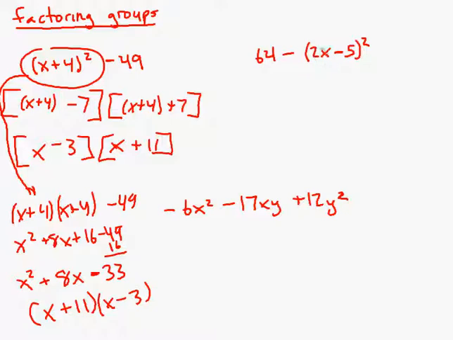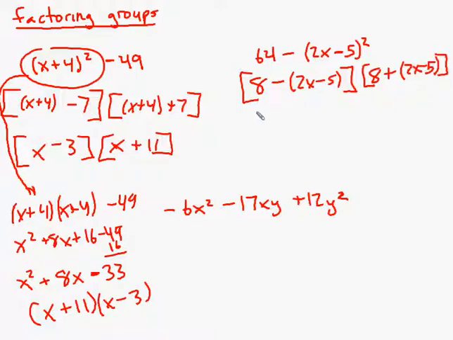Same thing here. Now I'm not going to expand this. I'm going to do it this way. So I have 8 minus that group, 8 plus that group. And now I see I have things that I can combine a little bit. So I have 8. I need to distribute that negative.